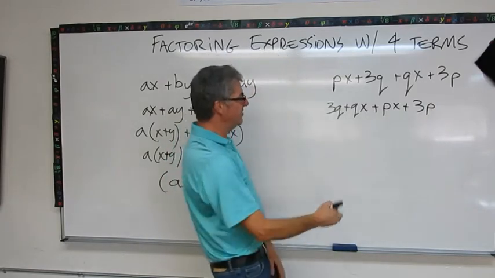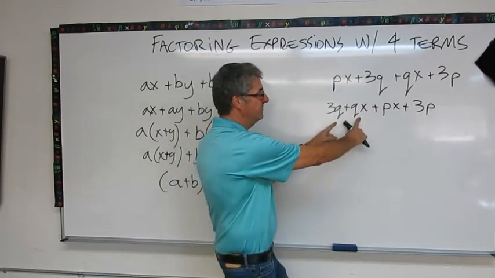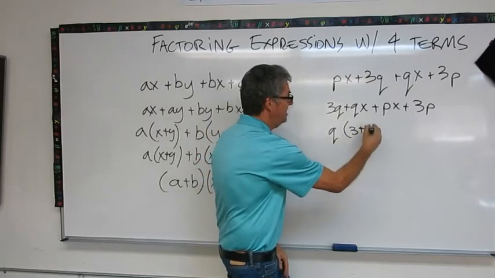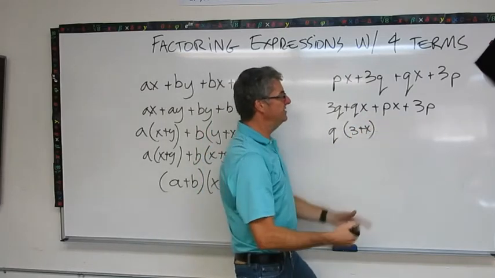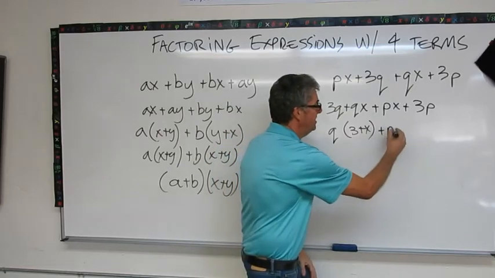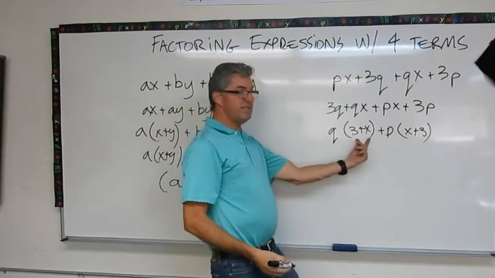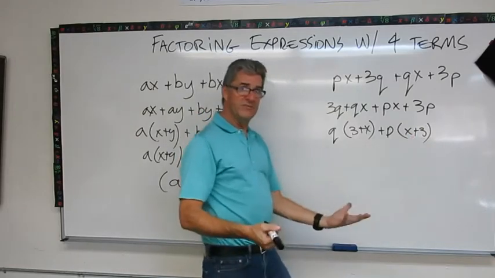So let's do our factoring. What's common to both of these terms? It's a q. So q times 3 plus x. And what's common in both of these? A p. So plus p times x plus 3. Now, we have the same problem. These are in different order. But guess what? It's not a problem.